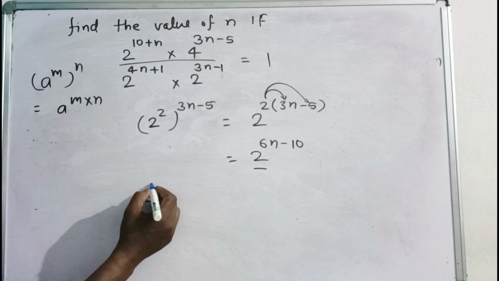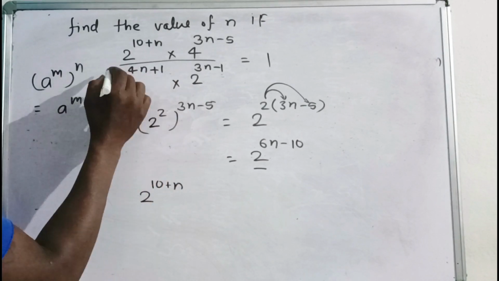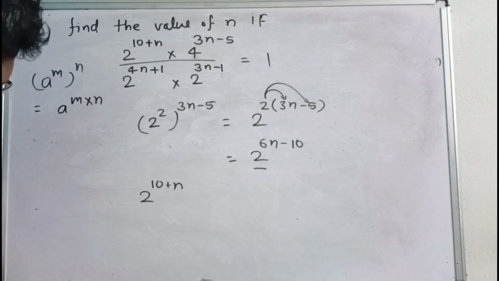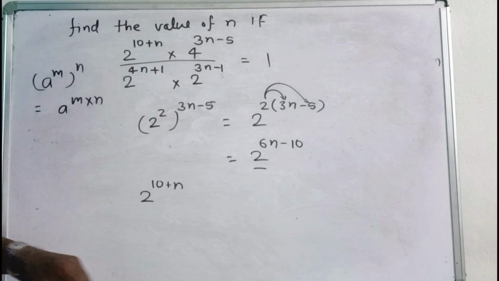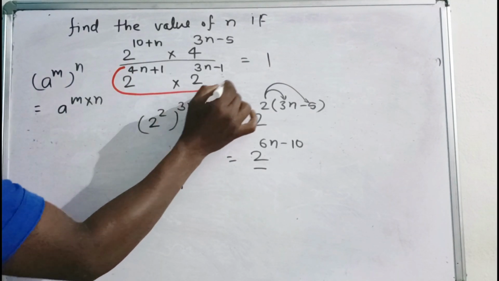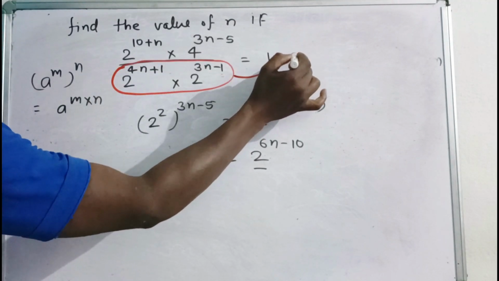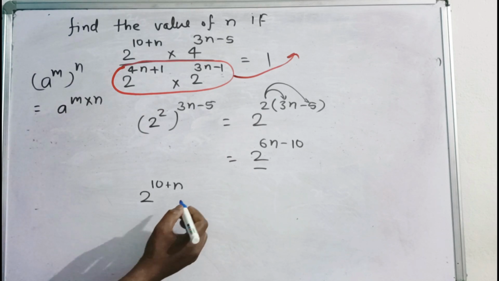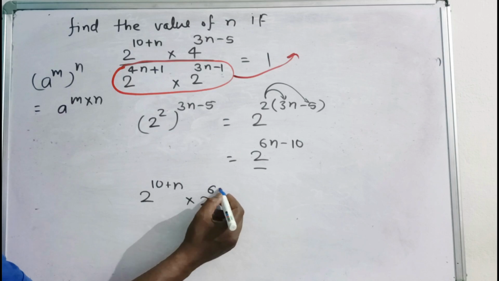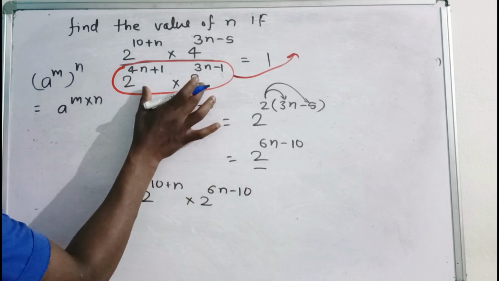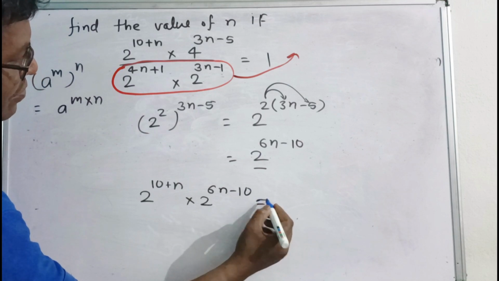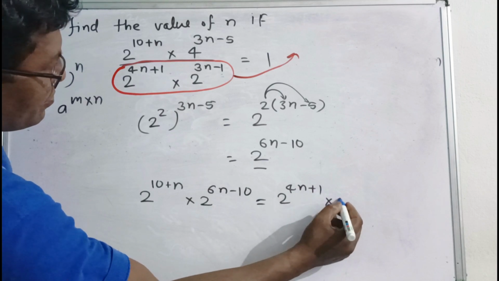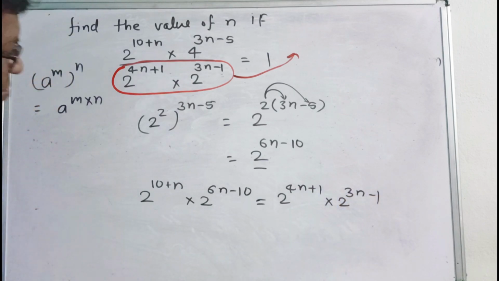Now 2 raised to the power 10 plus n, ये total quantity, this total quantity goes to right side by multiplication into 2 raised to the power 6n minus 10. डिवीजन का मल्टीप्लिकेशन में जाएगा, is equal to 2 raised to the power 4n plus 1 into 2 raised to the power 3n minus 1.